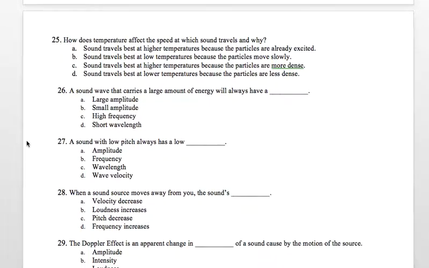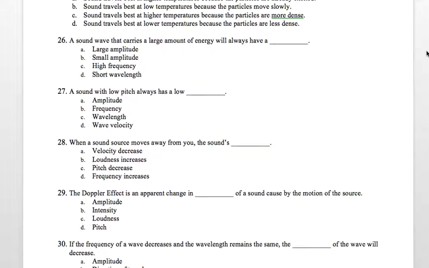Number 25. How does temperature affect the speed at which sound travels and why? A. Sound travels best at higher temperatures because the particles are already excited. B. Sound travels best at low temperatures because the particles move slowly. C. Sound travels best at higher temperatures because the particles are more dense. Or D. Sound travels best at lower temperatures because the particles are less dense.